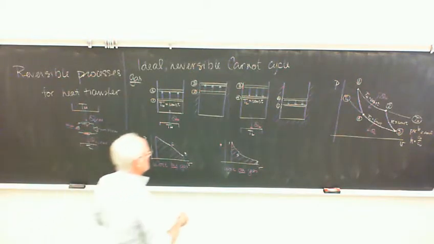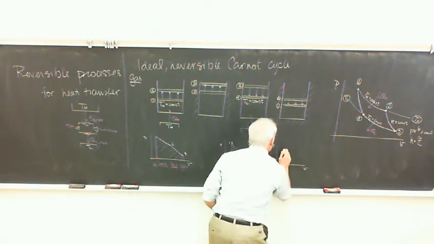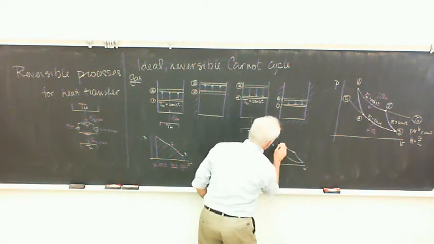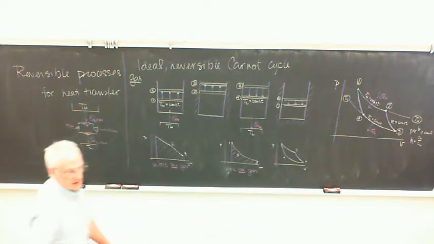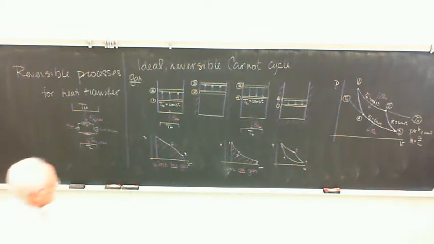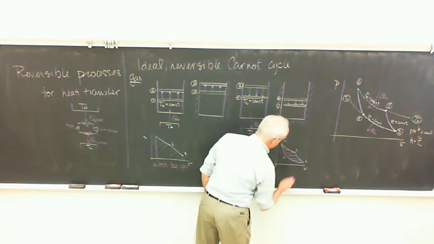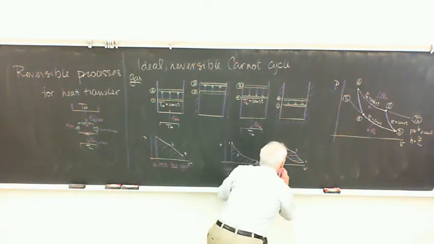And of course, for the purposes of a power cycle, looks like a big happy smile. Especially when so few in the class are able to smile today. That enclosed area is what then? That's the net work done by the cycle.